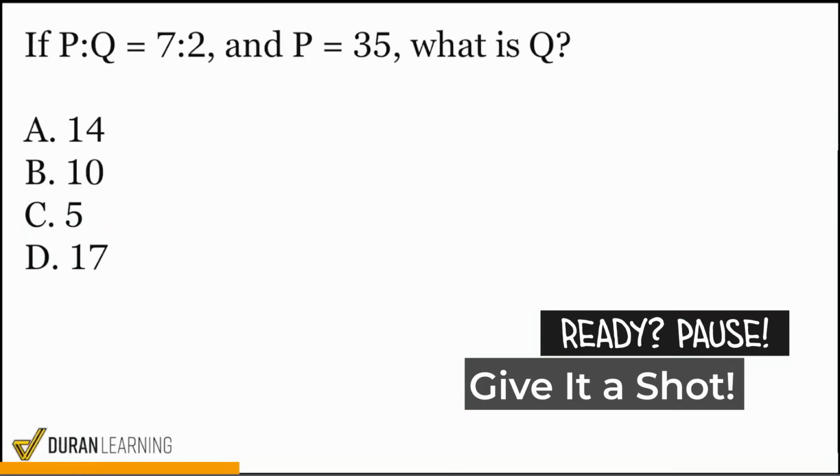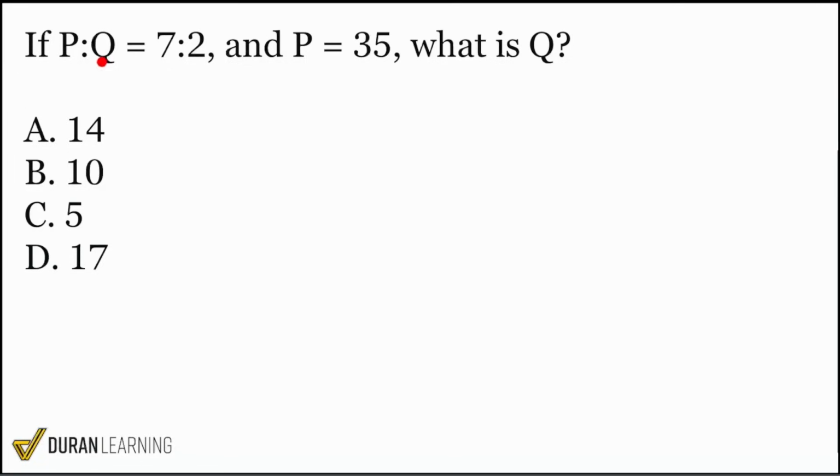All right, so this problem here states that if the ratio between P and Q is 7 to 2 and P is 35, then what is Q? All right, so giving this a shot here, we can definitely solve this as a proportion, and we'll make sure that we remember a proportion is basically a fraction being equal to another fraction, or one comparison being equal to another.